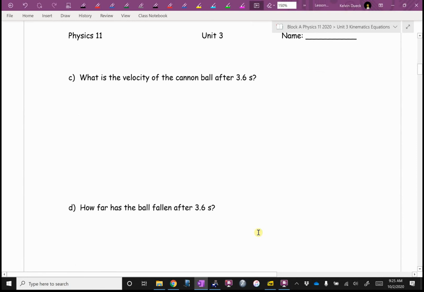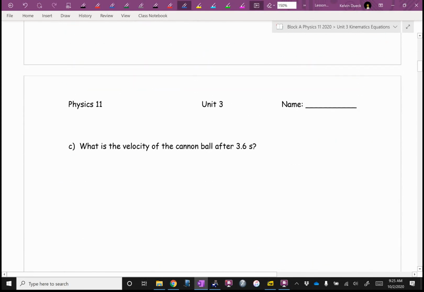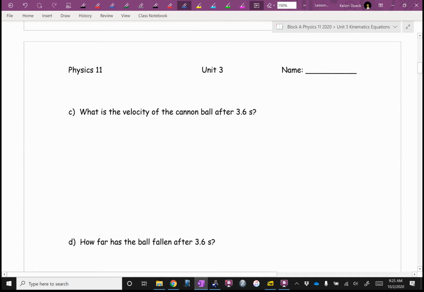C. What's the velocity of the cannonball after 3.6 seconds? Peniel, what's this asking me to find? Definitely a velocity. Which one, initial or final? What's VI whenever we drop something? It's in your notes. What's V? Yeah, so what velocity must this be asking me to find? If VI is 0, what's the only other option? Yep, so write down.